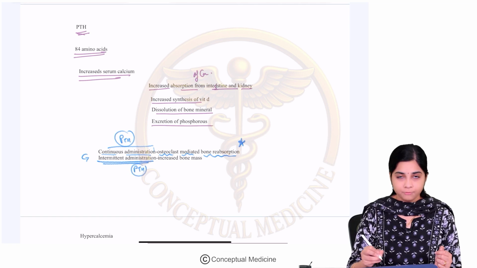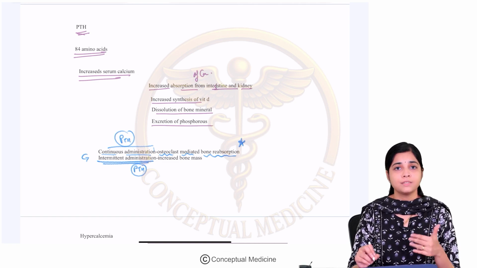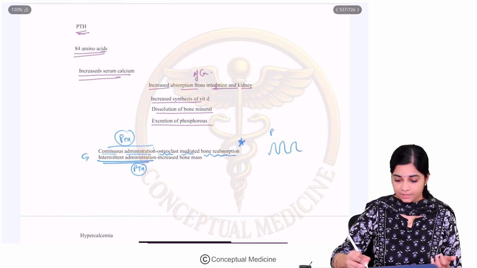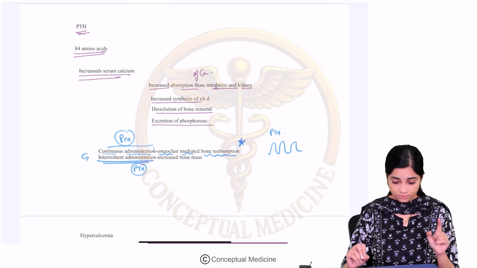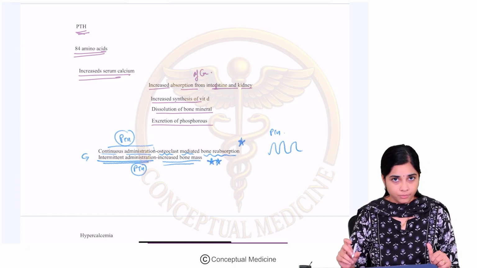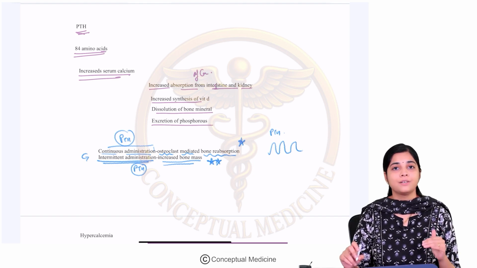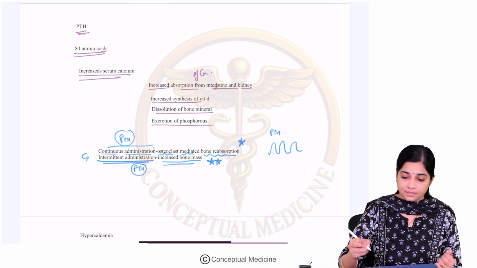Intermittent administration of PTH means PTH is given once a day, twice a day, once a week, so on and so forth. So you will have intermittent peaks in the PTH levels. Now this is paradoxically going to cause increased bone mass. This is a very, very important point. So when you give PTH intermittently, it is going to paradoxically increase your bone mass. So that is the reason why.